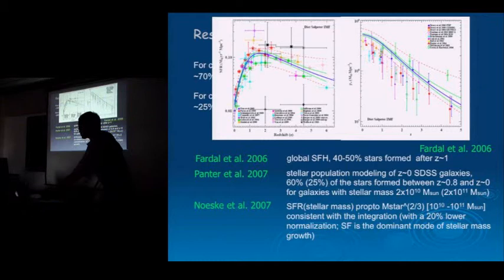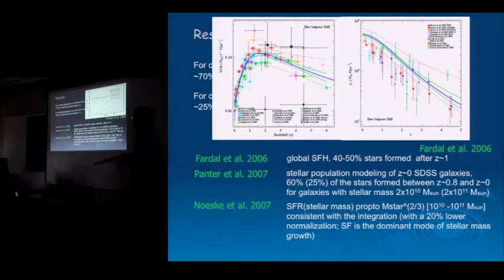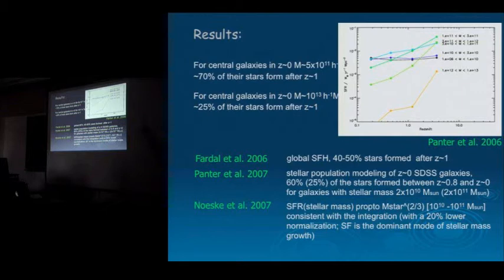And also, Panter et al. basically use stellar population modeling of redshift 1 Sloan galaxies. You try to infer the star formation history per galaxy from the spectra. You do stellar population modeling with a set of star formations at different ages, and you try to infer the star formation history of galaxies on a one-to-one basis. So they infer about 60% of the stars form between redshift 0.8 and redshift 0 for galaxies with stellar mass of a few times 10 to the 10 solar masses, and 25% for higher stellar mass. If you roughly convert this stellar mass to halo mass, that's basically in good agreement with our estimation here. And you can have other tests. I should mention, these are totally different methods. There's nothing related to clustering here, just based on the stellar population synthesis.